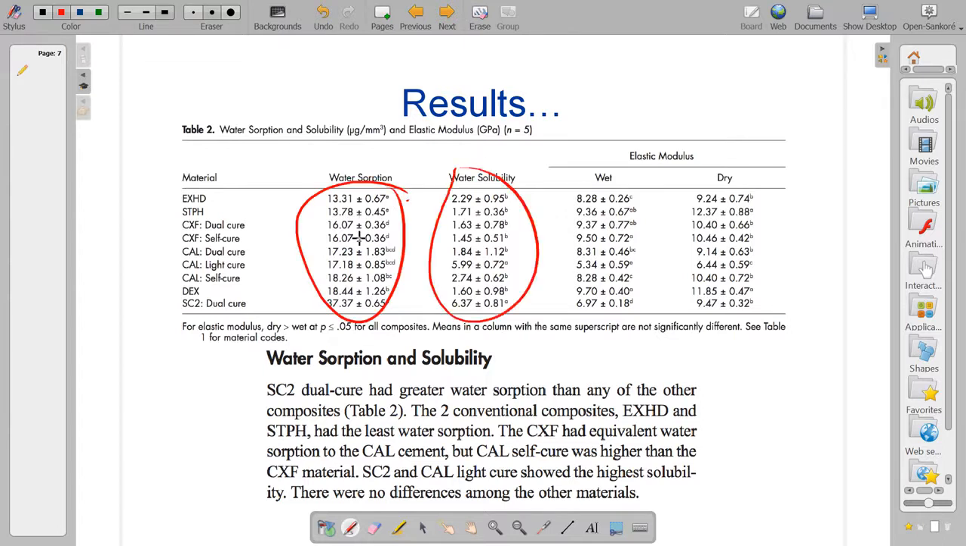So these values here, those are the results that they measured. They've tabulated them. In fact, those are the means, so they're mean measurements. And then actually, if you read the footnote, it tells us that they've put a superscript to group these together, to tell us which ones are no different from each other and which ones are different statistically.